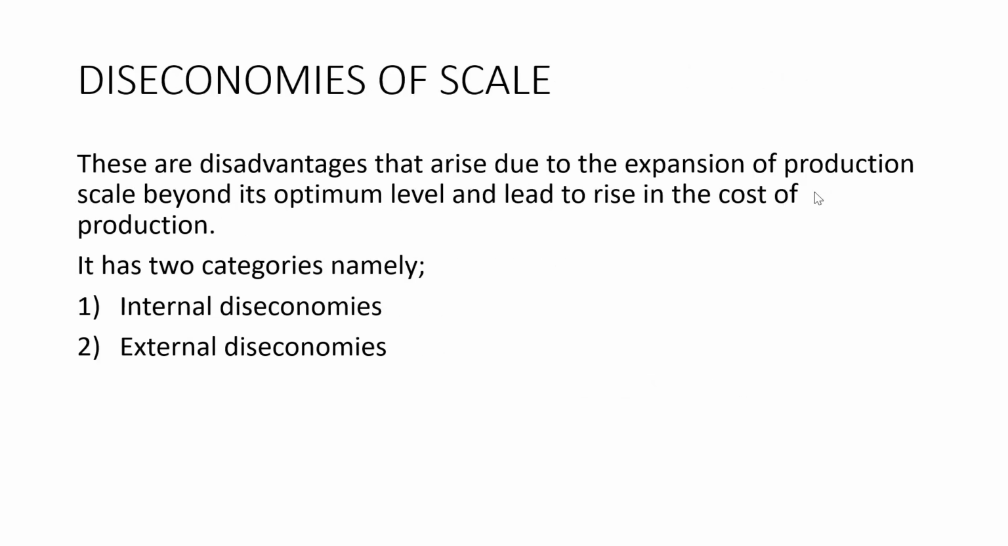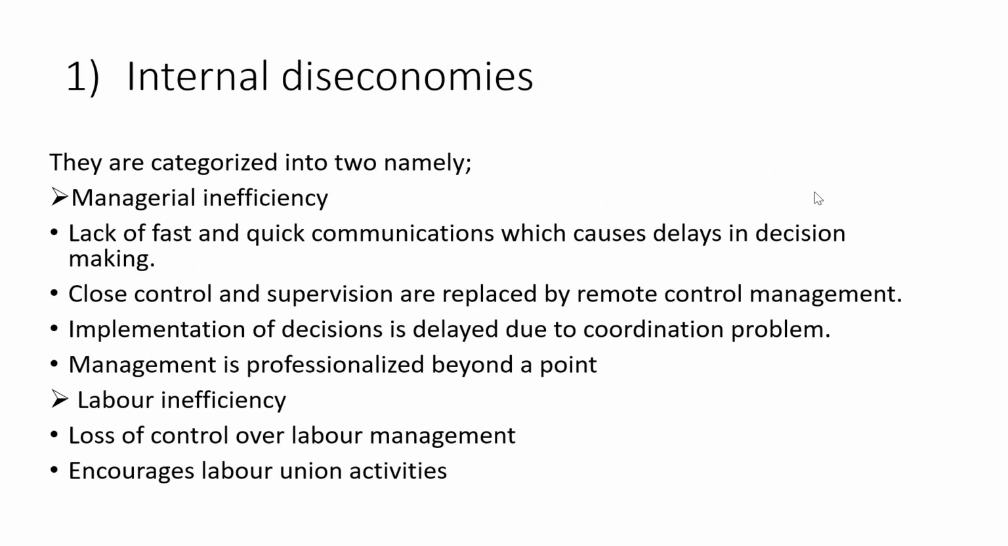So we have diseconomies of scale. Diseconomies of scale are the disadvantages that arise due to the expansion of production scale beyond its optimum level and lead to a rise in the cost of production. So we have two categories of the diseconomies of scale. Like in the economies of scale, we have the internal diseconomies and the external diseconomies of production.